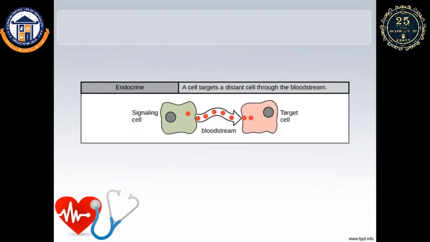In endocrine signaling, the signaling cell sends the signal into the bloodstream, and it targets a distant cell through the bloodstream. An example for endocrine signaling is friends on opposite sides of the class. The signals can be transferred via a rocket, or via messages, or via a call, whereas in our body it takes place via the bloodstream.